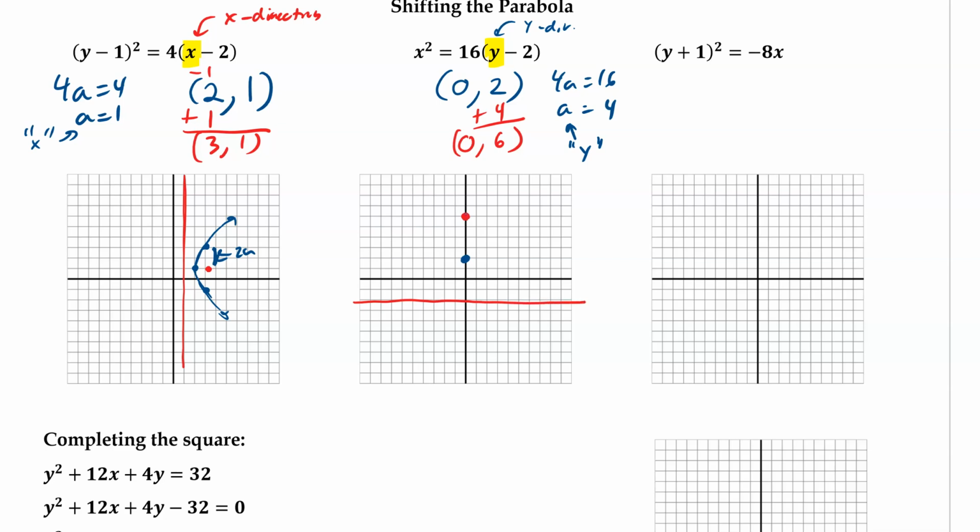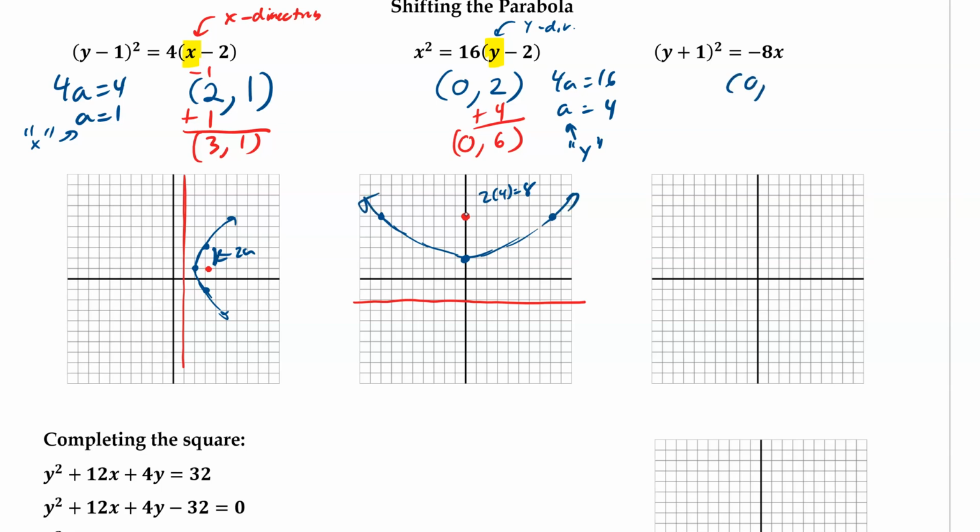And then, like we said before, we double it. So 2 times 4 would equal 8. So we got to go 8 units out. 1, 2, 3, 4, 5, 6, 7, 8. And then 8 the other way. So to here. And then there is our graph.